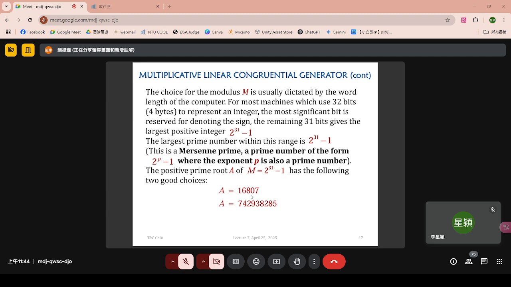So a to the power m is equal to 1 after mod m, and a to the power k, if k is less than m, is not equal to 1 after mod m. So these are two choices. There could be other choices, but these two are the good choices.